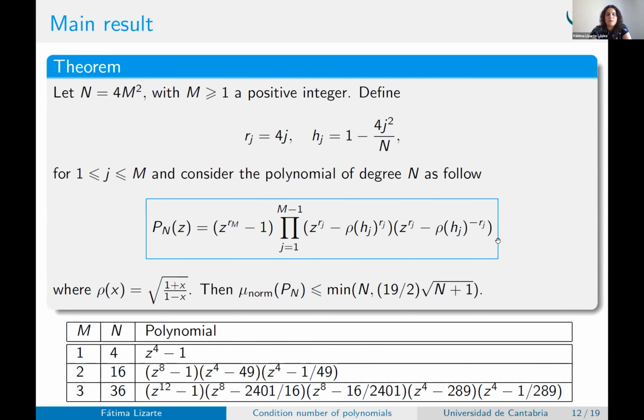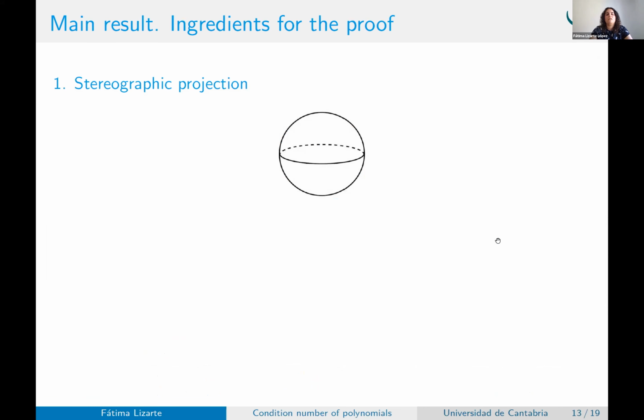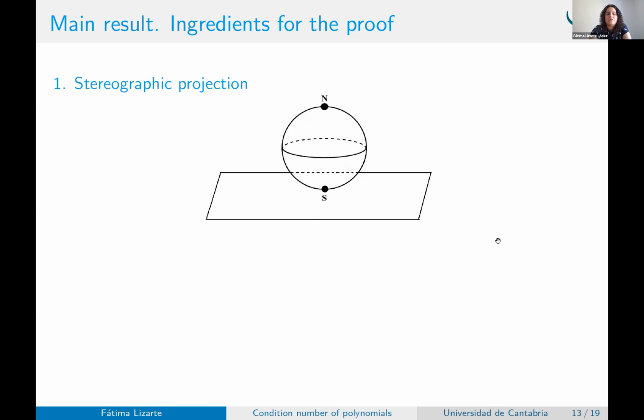Before defining our set of spherical points, we recall in this slide the definition of the stereographic projection. This is a map projection obtained by projecting points on the surface of a sphere from the North Pole to a point in the plane tangent to the South Pole. Then, for any point P on the sphere except the North Pole, there exists a unique line through the North Pole and P, and this line intersects the plane in exactly one point.